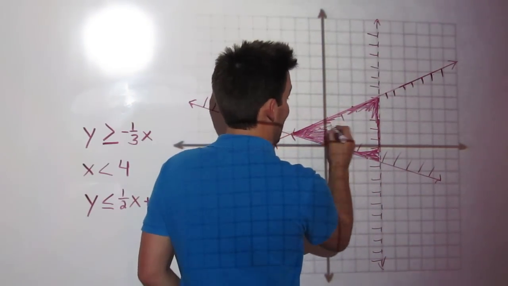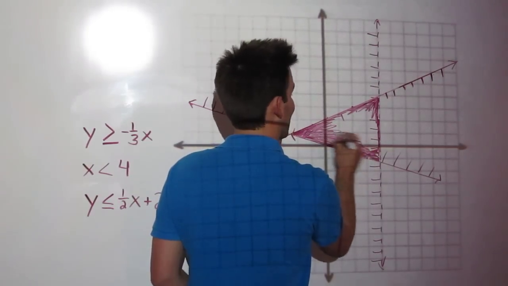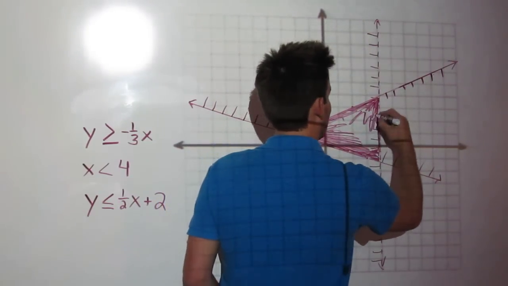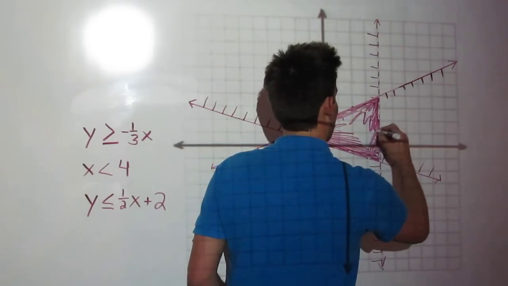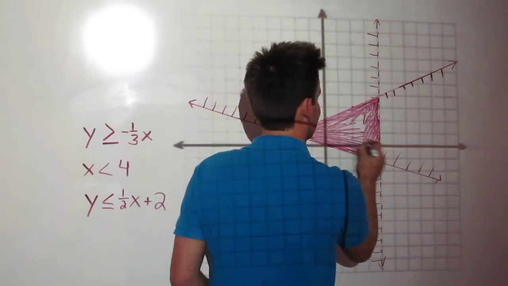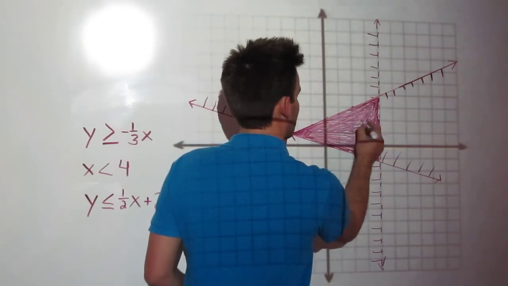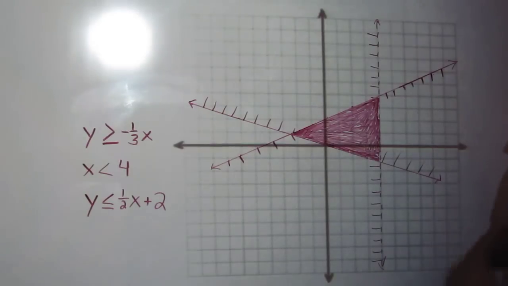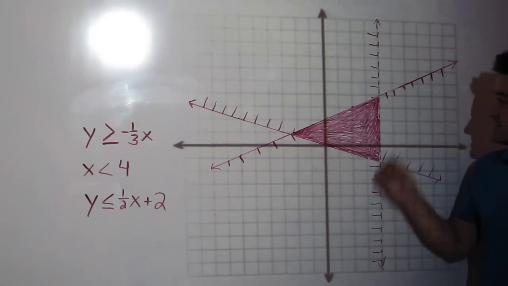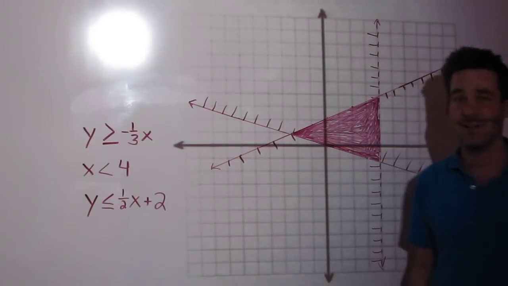This method is advantageous if you're used to using 3 different colors and all sorts of overlap. Here we can do it with a simple, non-colored pencil and avoid a mess. This region represents all the coordinates that will satisfy all 3 of these linear inequalities.